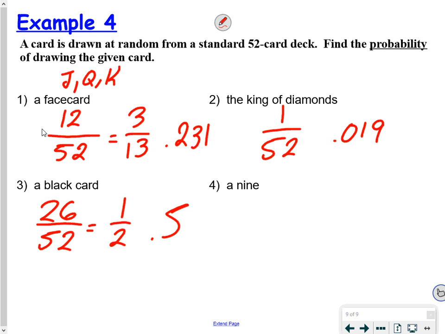And then finally, find the probability that when we draw a randomly selected card, that it's a 9. That would be how many 9s are in the deck. Well, we've got the 9 of hearts, 9 of clubs, 9 of diamonds, 9 of spades. So that's 4 out of the 52 cards, which when we simplify would be 1/13, or sorry, 0.077 rounded to the nearest thousandth, or 7.7%.